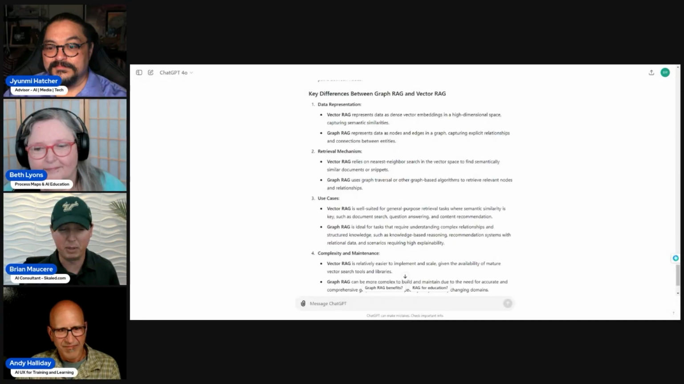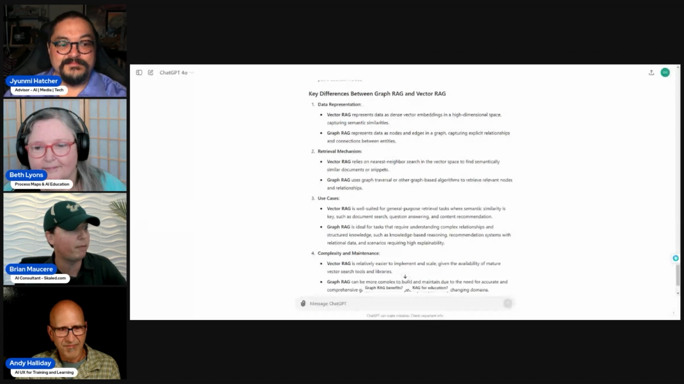It talks about the retrieval mechanism. Vector relies on nearest neighbor search in a vector space to find semantically similar documents or snippets. That would be like cat and dog are similar, but in all other ways they're totally separate. So vector does a lot of trigonometry, essentially, in a multi-layered space, to figure out how cat and dog are both alike, but also maybe completely opposite depending on pets, right? And then it says GraphRAG uses graph traversal and other graph-based algorithms to retrieve relevant nodes and relationships. So we're already seeing here where it's nodes versus vector.